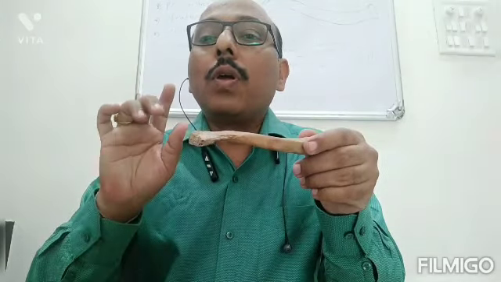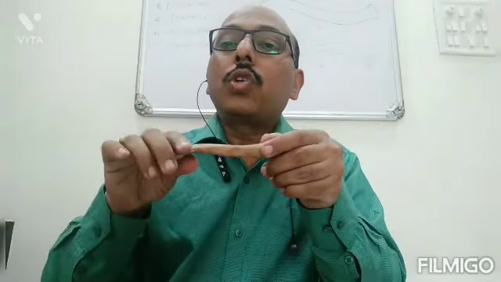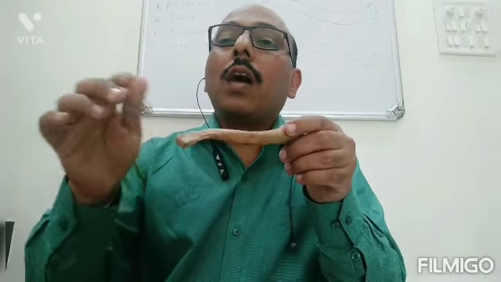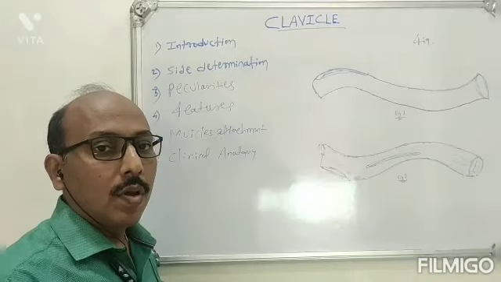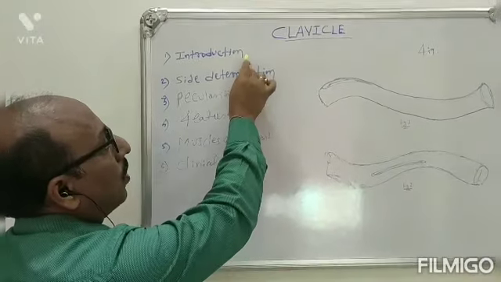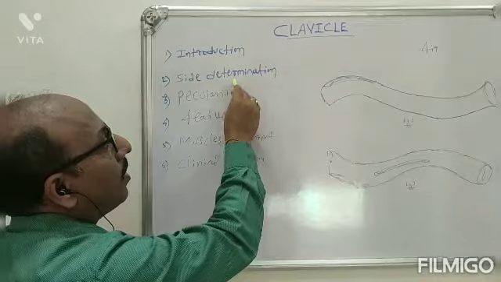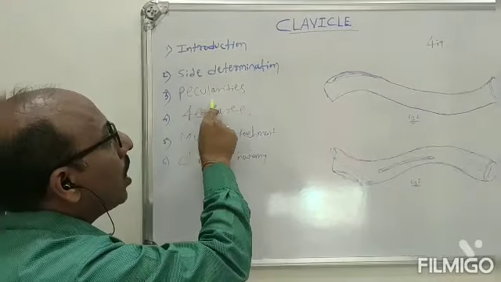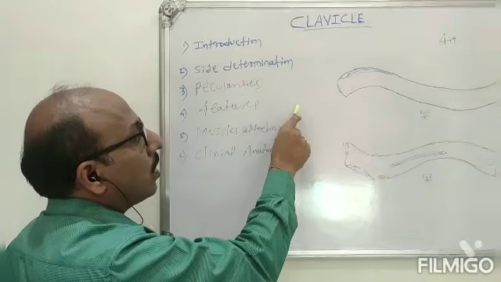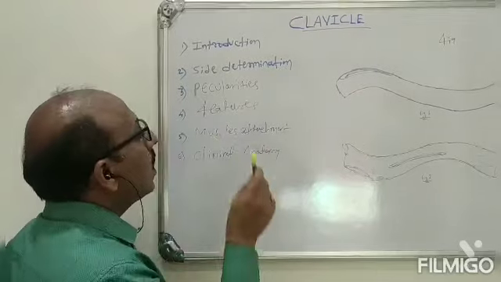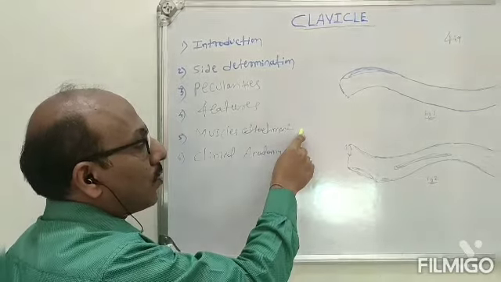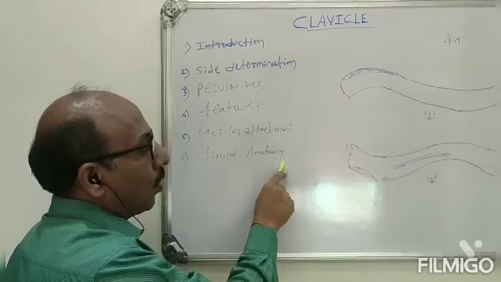Okay, now we will see on the board in short how you have to describe the clavicle while writing the answer in your answer sheet. Students, you have to describe the introduction of the clavicle, then side determination, how to decide the side, the peculiarities of the clavicle, and features, that is the parts of the clavicle: medial end, lateral end, shaft, medial 2/3 and lateral 1/3. Then the muscle attachments, 6 muscles, 2 ligaments and 2 capsules. Okay, and the clinical anatomy.